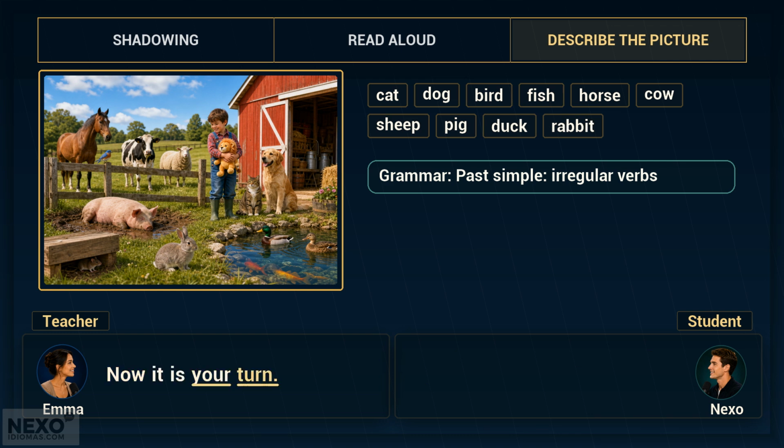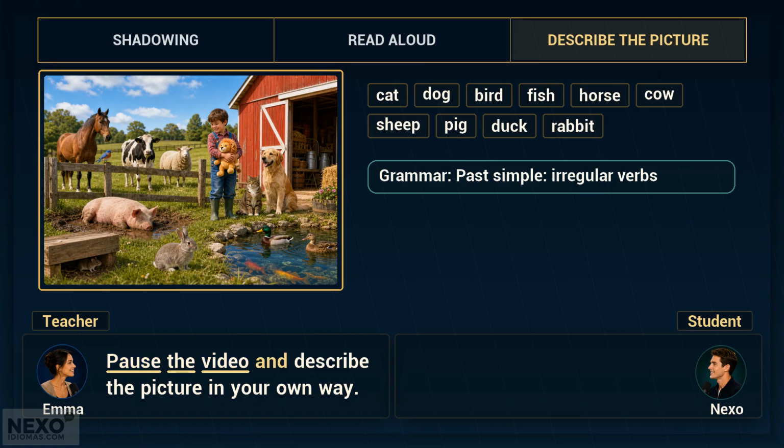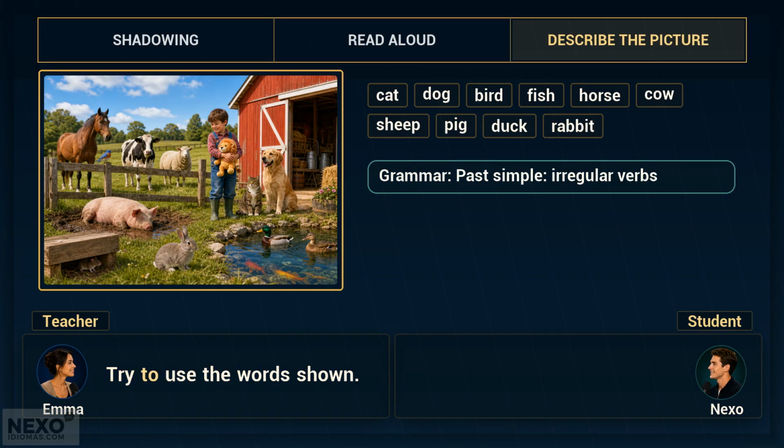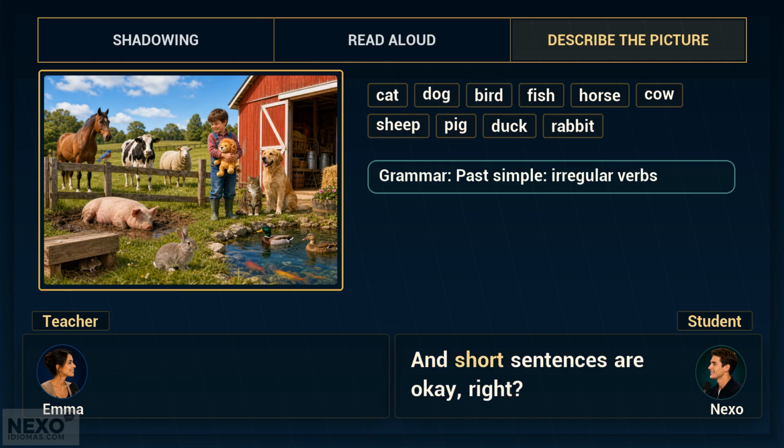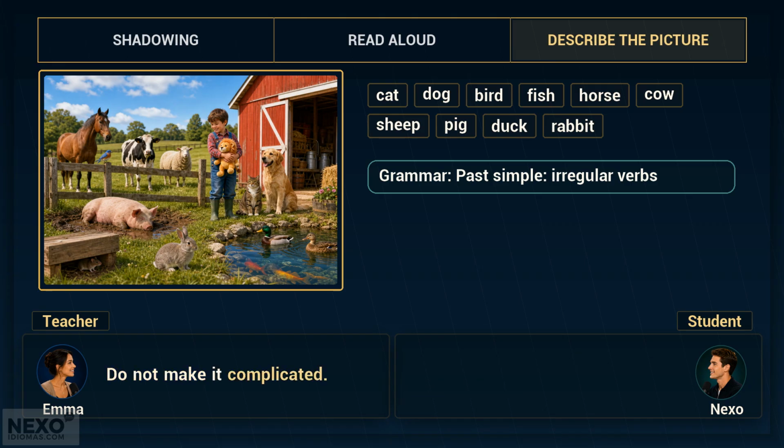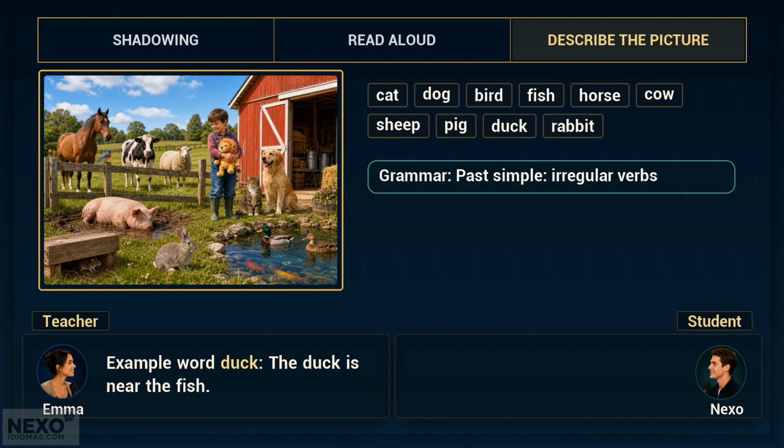Now it is your turn. Pause the video and describe the picture in your own way. Try to use the words shown. And short sentences are okay, right? Yes. Do not make it complicated. Use short and simple sentences. The dog is near the cat. Example word duck. The duck is near the fish.